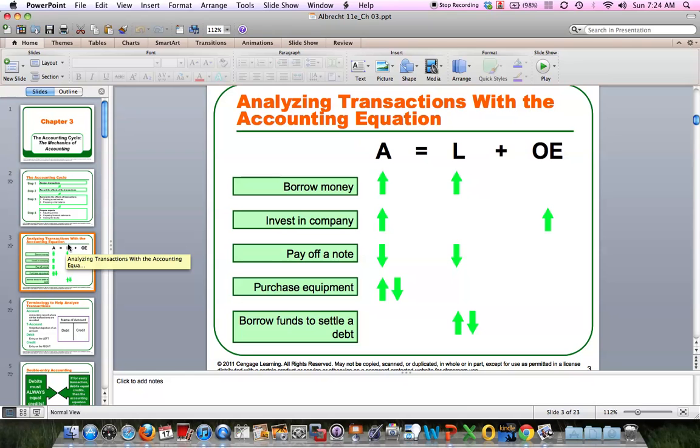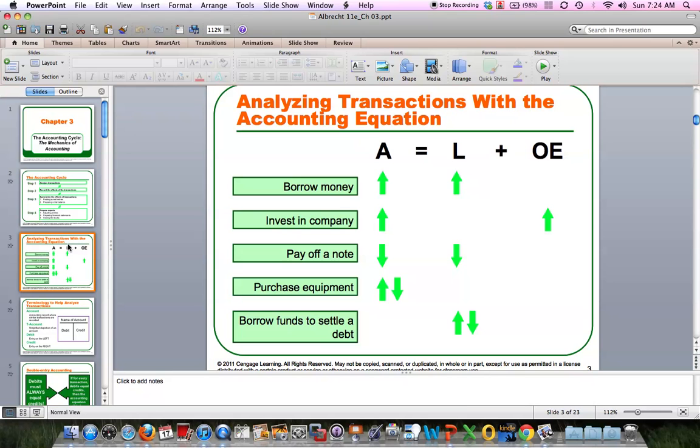Okay, so remember the accounting equation, right? We know that assets equals liabilities plus OE. OE is owner's equity. So just think ALE, assets equals liabilities plus equity. And every transaction will affect the accounting equation. Well, I shouldn't necessarily say both sides. If one asset goes up, another asset could go down.